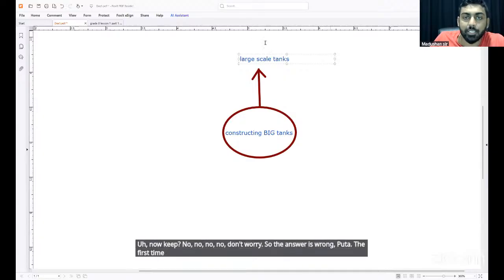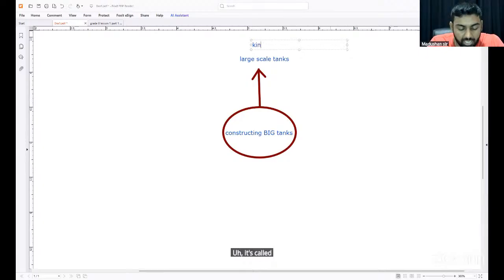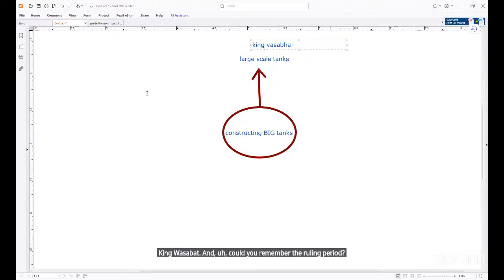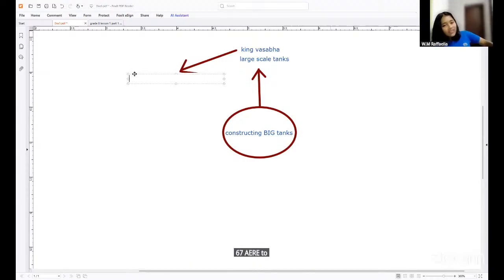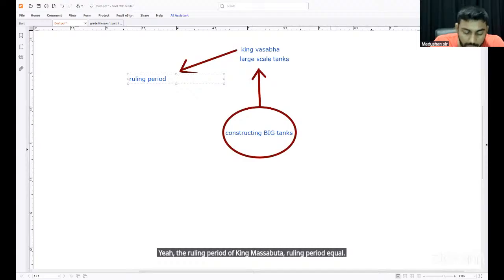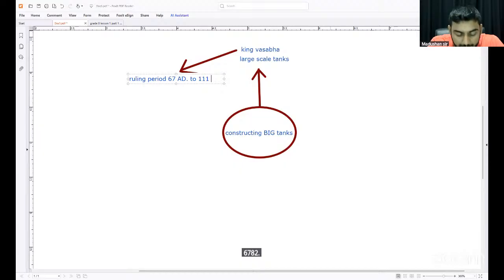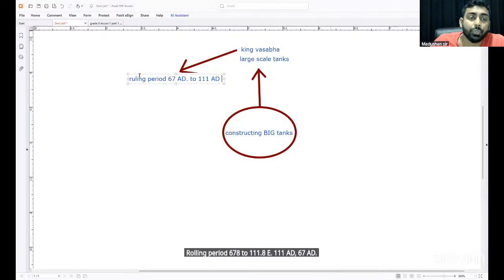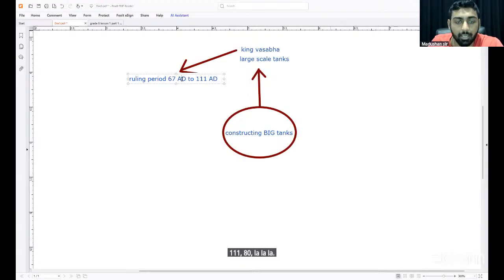The first king ever in the country to build large-scale tanks was King Vasabha. And could you remember the ruling period of King Vasabha? 67 AD to 111 AD. The ruling period of King Vasabha: 67 AD to 111 AD.